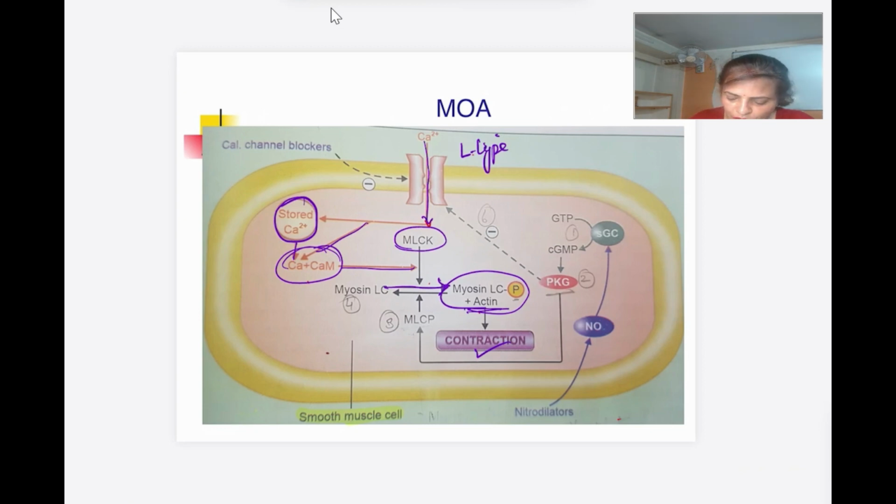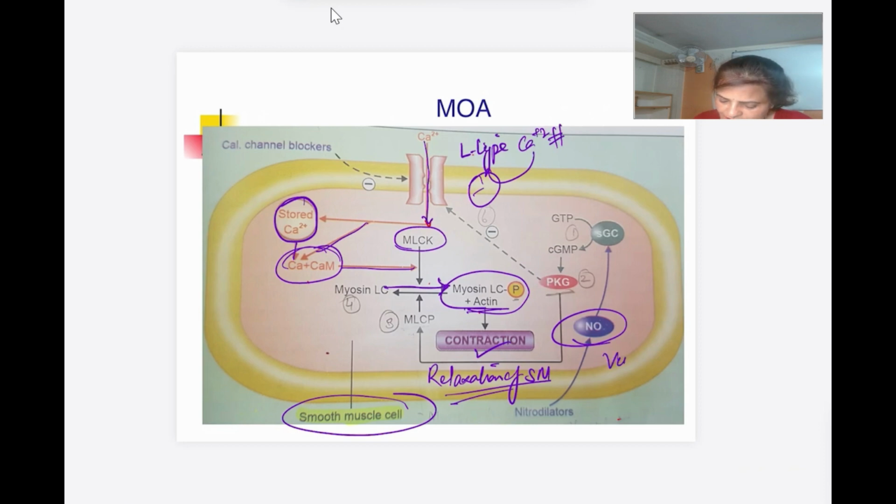Now, if we block this with the calcium channel blocker, then all these things will not happen. Then what will it cause? There will be relaxation of the smooth muscle. But drugs like nitrates were venodilators. This is the difference. They are mainly venodilators, and these calcium channel blockers are mainly arteriolar dilators. So this is the difference.